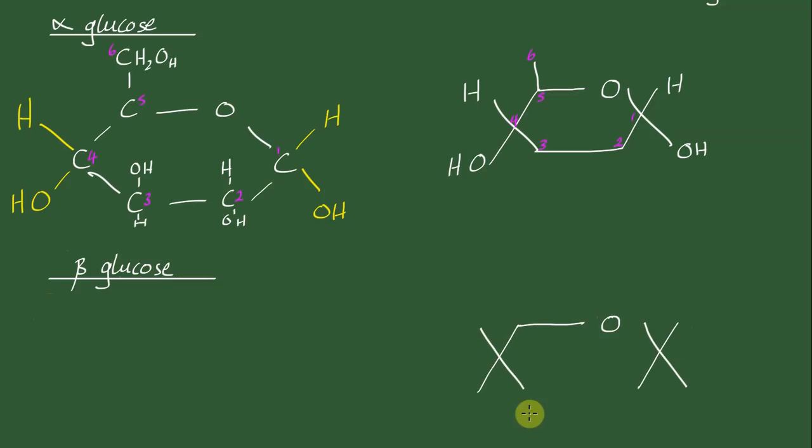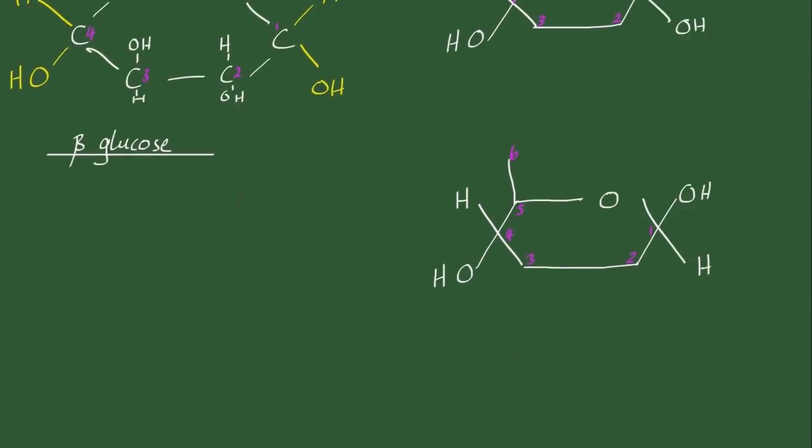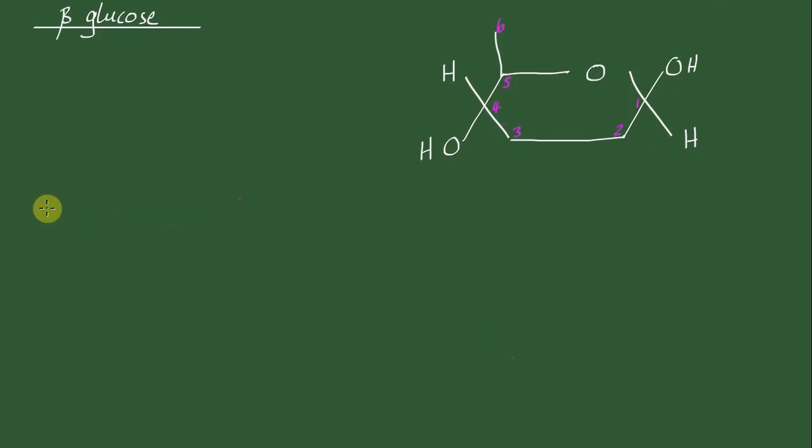So, in contrast, beta glucose, I'm just going to draw the simplified diagram for this. Notice that the hydroxyl groups are diagonally opposite each other in a beta glucose molecule, not both down at the bottom of the molecule as in alpha glucose. It's a small but crucial difference.